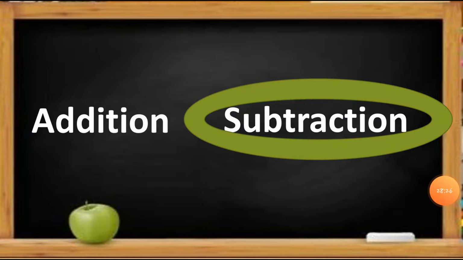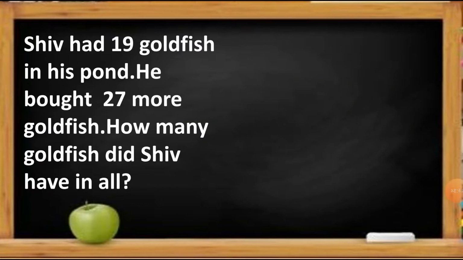I have one more example for you, students. Let's read this problem. Shiv had 19 goldfish in his pond. I repeat, Shiv had 19 goldfish in his pond. He bought 27 more goldfish. How many goldfish did Shiv have in all?